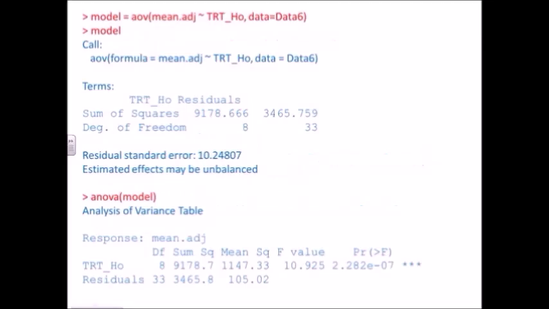Notice that if I use AOV instead of a linear model, I get the same results. The only time you won't get the same results is when you maybe have missing data, or very unbalanced designs could give you differences as well, because of how the denominator degrees of freedom are estimated.